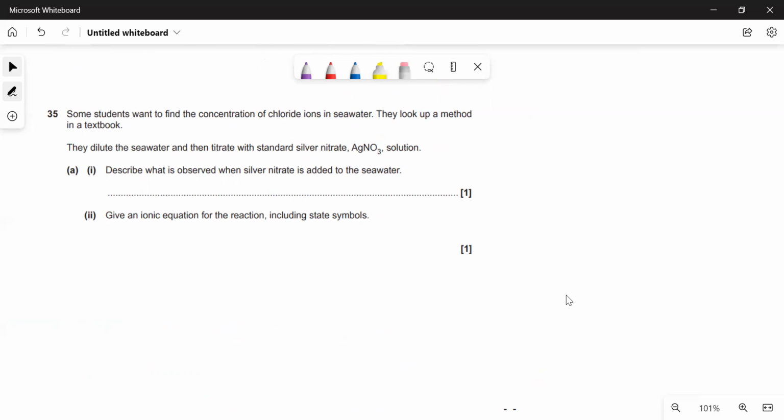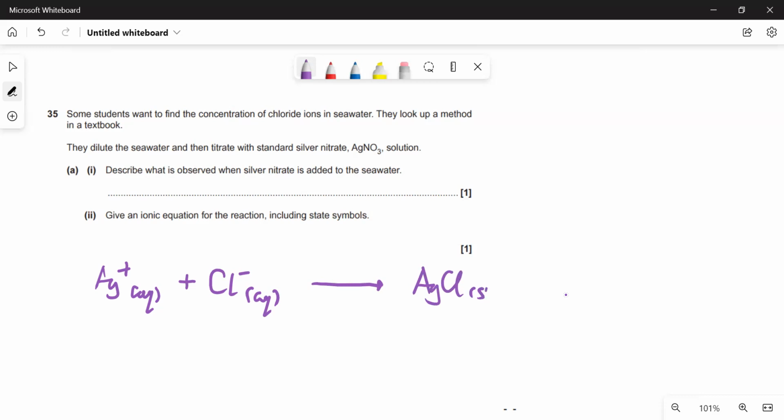Well, I'll give the ionic equation first. Silver nitrate contains obviously Ag+ ions in aqueous solution, and the seawater contains chloride ions in aqueous solution. They are going to precipitate out to form AgCl solid, which is a white precipitate. So that's what you're going to see. Part A, you're going to see a white precipitate forming, and the precipitate will be of silver chloride.